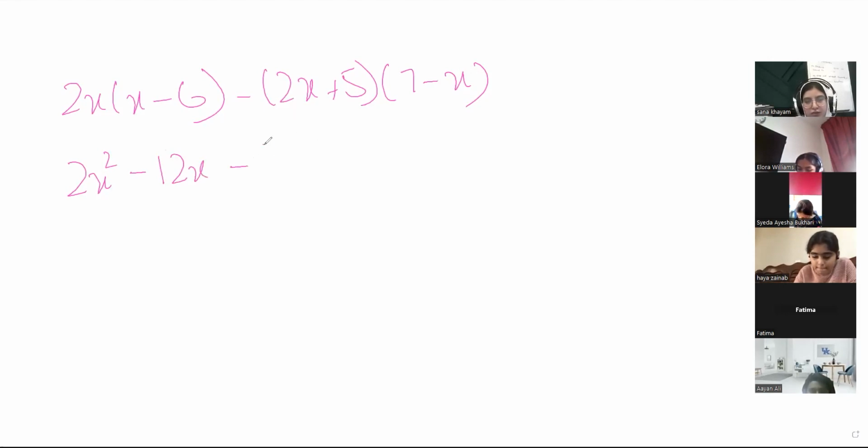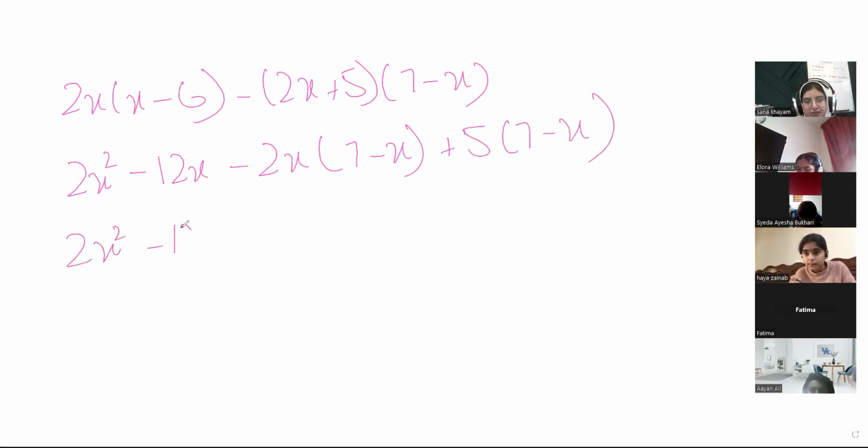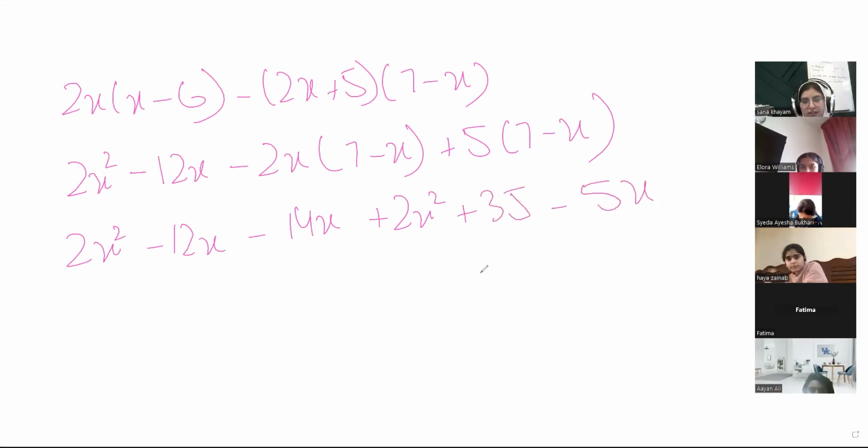I'll open the bracket, I'll write down 2x. I'll multiply it with the other bracket, 7 minus x, plus 5, and then again 7 minus x. So 2x square minus 12x minus 14x plus 2x square plus 35 minus 5x, right? This is the answer that we'll get. Yes or no? Yes, ma'am, I also got the same answer.